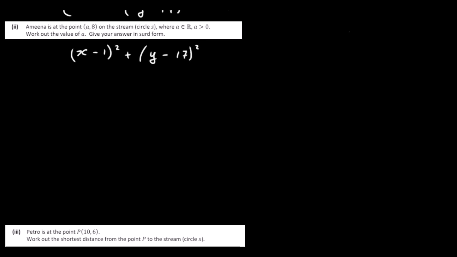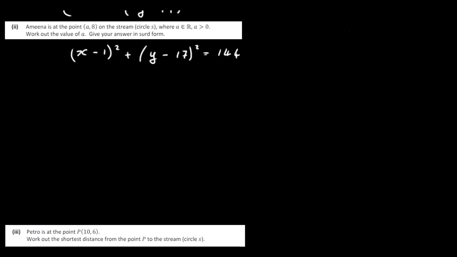Let's have a look at part 2. Amina is at the point (a, 8) on the stream, on the circle S, where a is real and a is positive. Work out the value of a, give your answer in surd form. Okay, so we have the equation of the circle. It's (x minus 1) squared plus (y minus 17) squared is equal to 144.